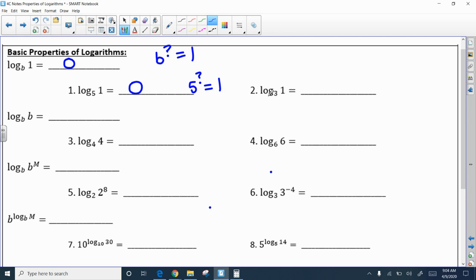Again, the base doesn't matter. If we're taking a logarithm of 1, it's always going to be equal to 0, no matter what the base is. Again, because this means 3 to what power equals 1, and that'd have to be 3 to the 0 power.